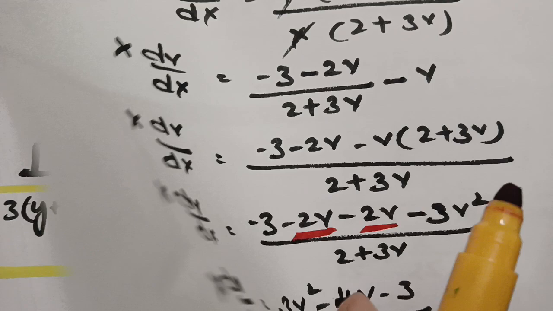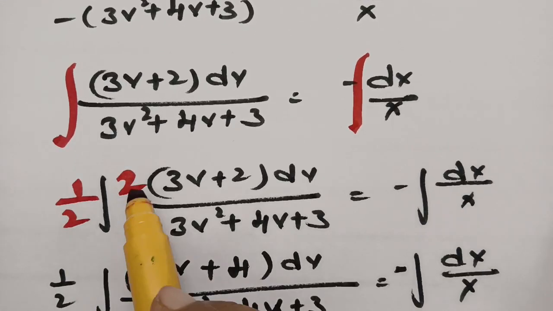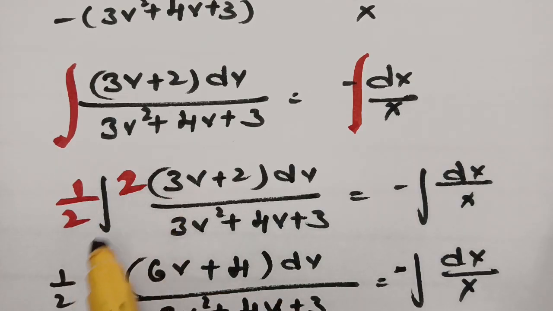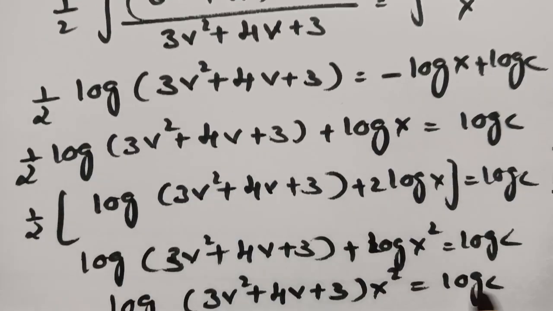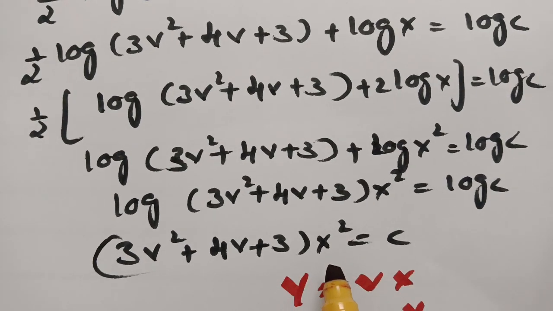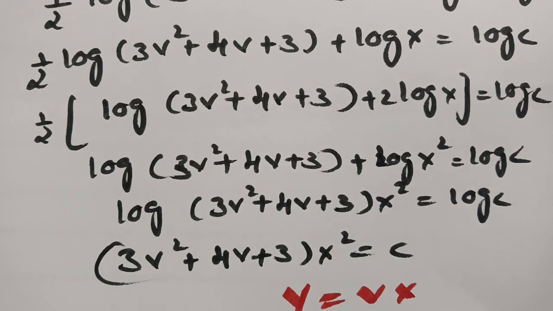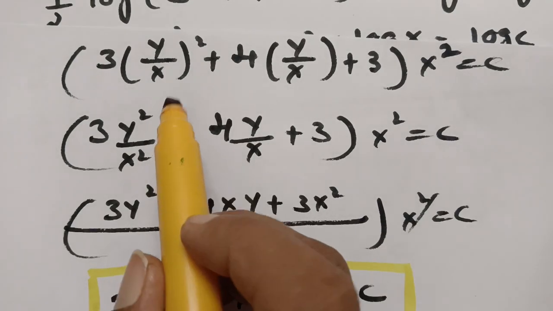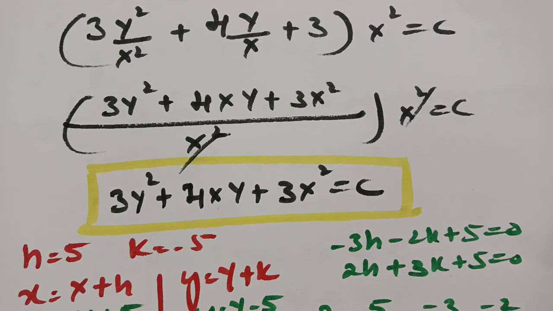Next we have to separate the variables, and after the variables separable method and integrating on both sides, in order to balance the numerator as well as the denominator, I have multiplied and divided by 2, and here we got the solution. After getting the solution, v is transformed as y by x, and after putting y by x in place of v, here is the solution in capital letters. So here we have to transform it in terms of small letters.